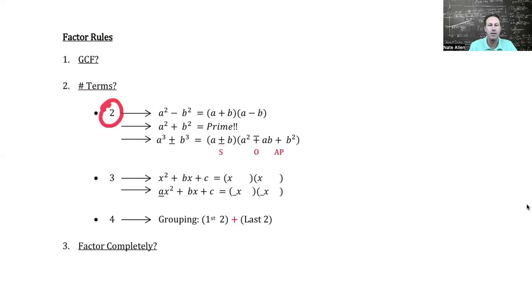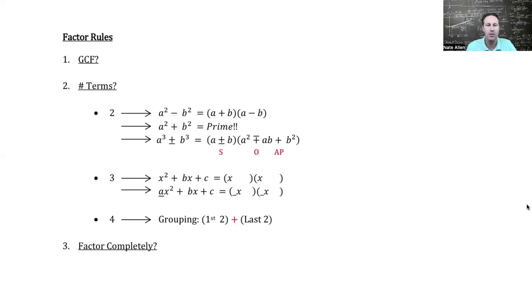First and foremost, the easiest one is when there are two terms. That is called the difference of two perfect squares, or in short, difference of two squares. And that is when we just have a plus b in one factor and a minus b in another. And I'll go over all of this with some examples. You cannot factor when there is a sum of two squares.